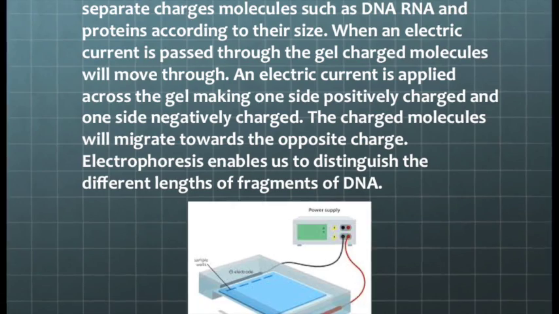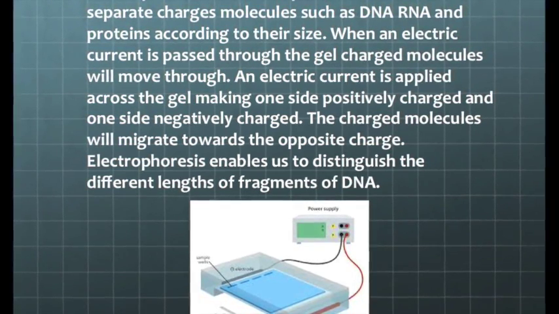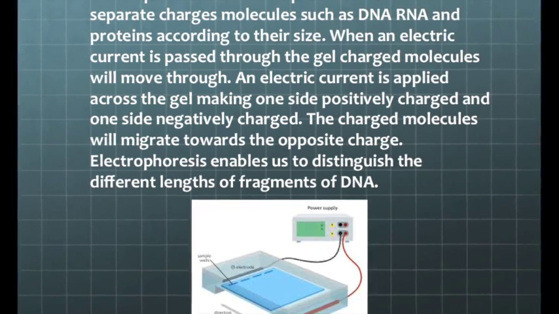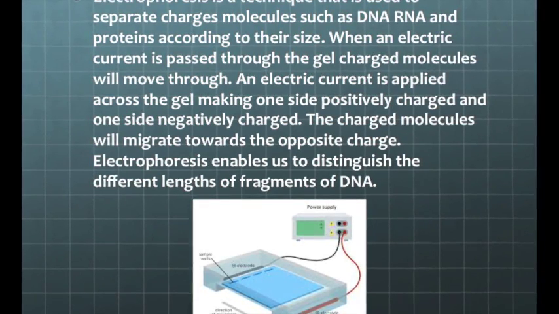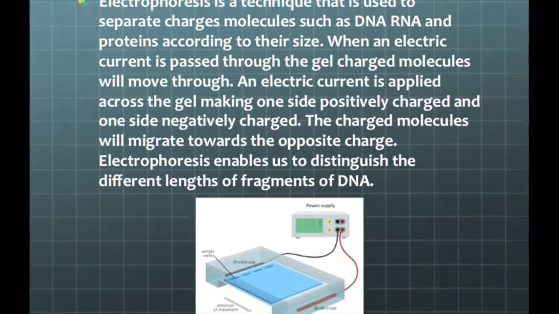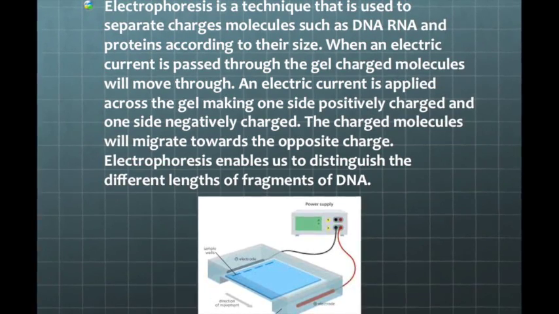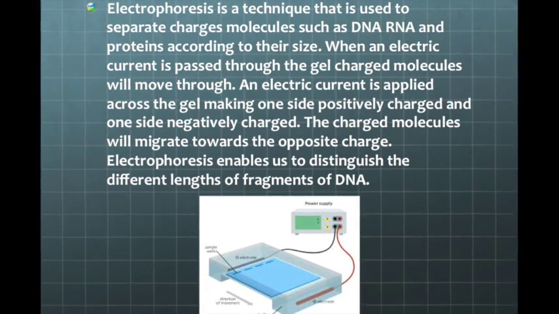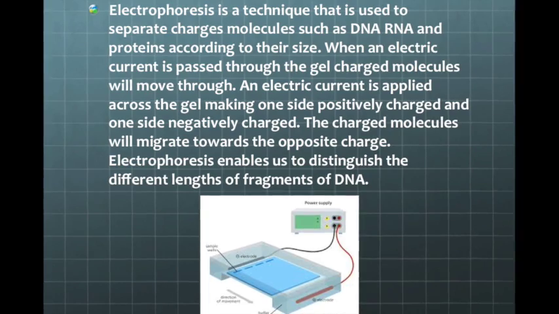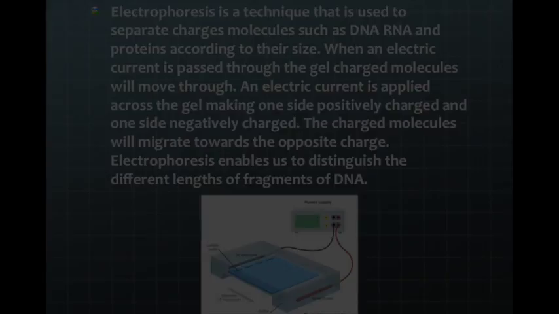Electrophoresis is a technique that is used to separate charged molecules such as DNA, RNA, and proteins according to their size. When an electric current is passed through the gel, charged molecules will move through. An electric current is applied across the gel, making one side positively charged and the other side negatively charged. The charged molecules will migrate towards the opposite charge. Electrophoresis enables us to distinguish the different lengths of fragments of DNA.